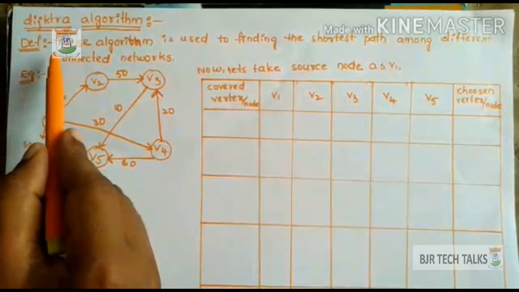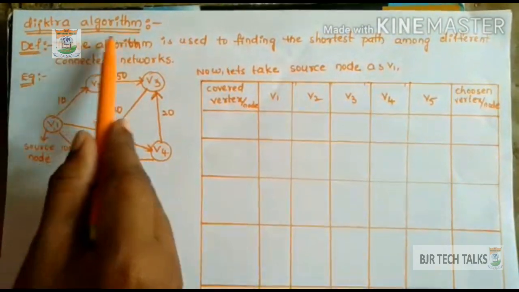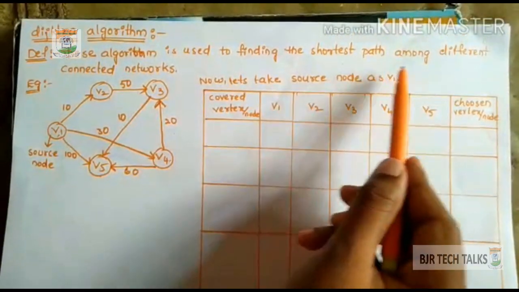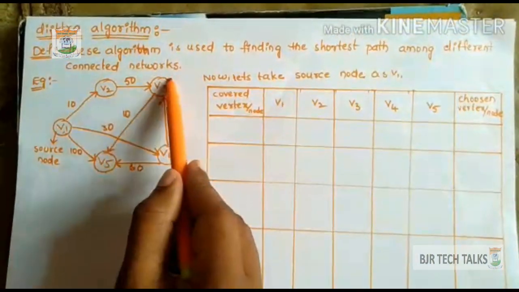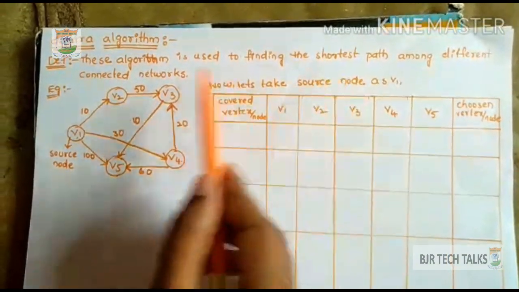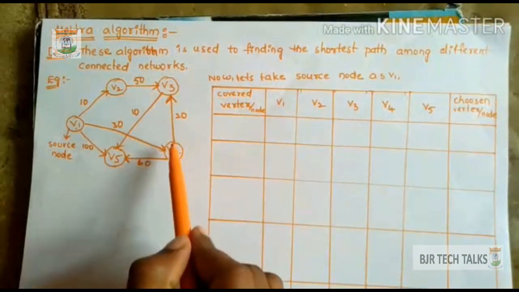Now let us discuss the definition of Dijkstra's algorithm. This algorithm is used for finding the shortest path among different connected networks. That means we are finding the easiest path between the nodes.